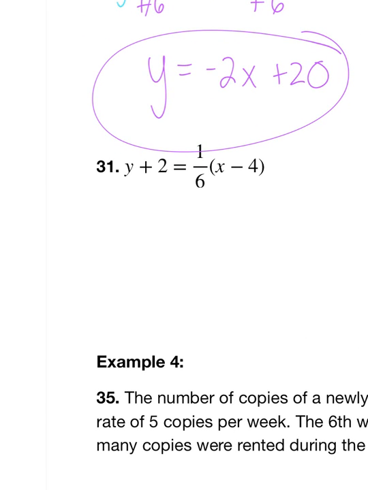Alright, in here we do not need to multiply by the denominator like we did with standard form because it's okay to have fractions in slope-intercept form since slope is a fraction.